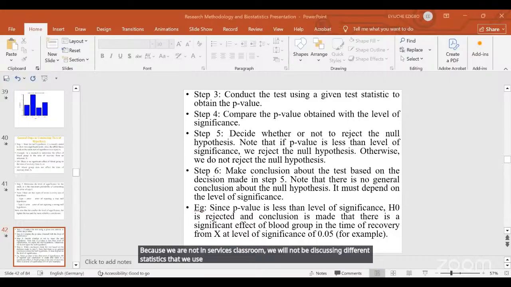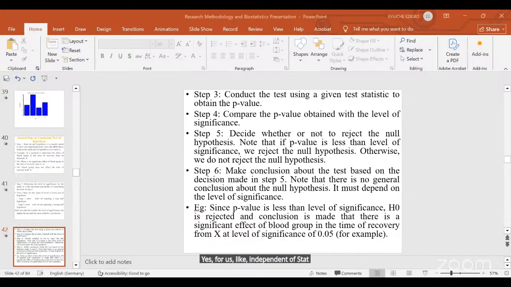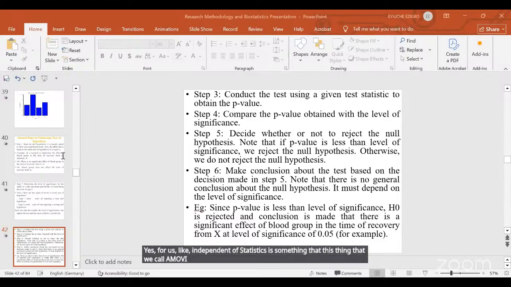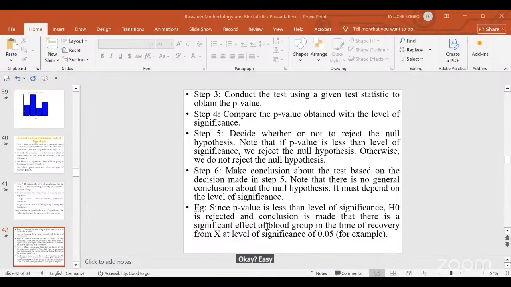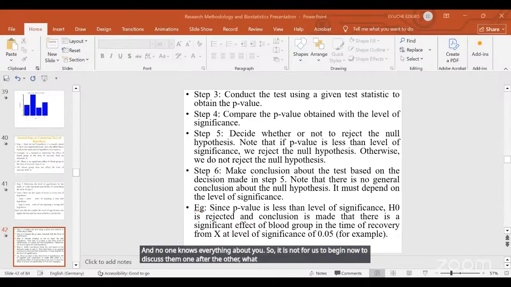Just for us, like in the Department of Statistics, this thing that we call ANOVA is a course taken at the undergraduate level by third-year students. ANOVA alone. In that course, ANOVA is introduced, the theory is introduced, everything about it is introduced, and one knows everything about it. So it is not for us to begin now to discuss them one after the other. What is this test statistic?